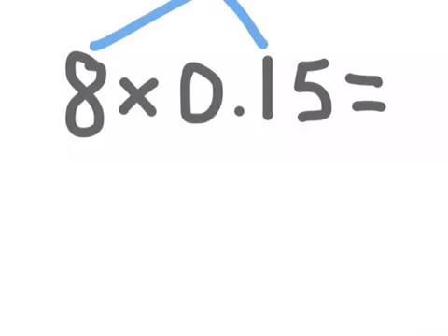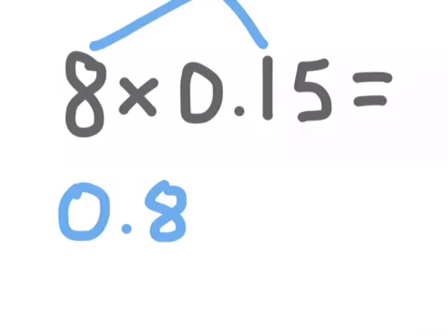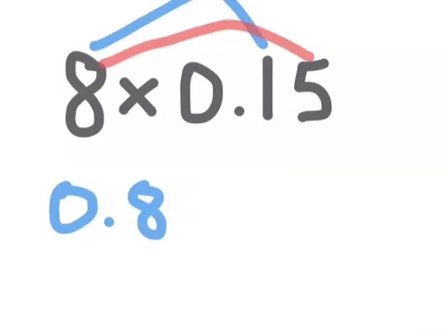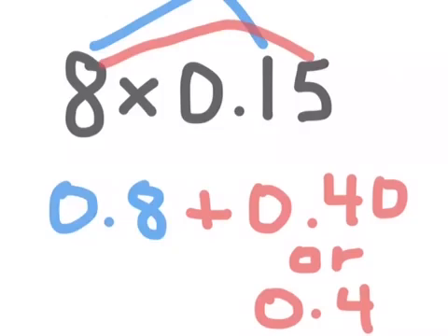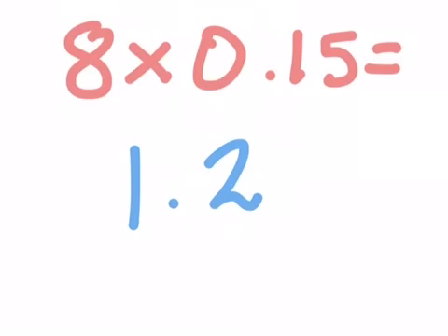I first start with what I know, 8 times 1/10, and that equals 8 tenths. Then I'm going to go 8 times 5 hundredths, and that equals 40 hundredths, or 4 tenths. Now I just add those two numbers together. So 8 tenths plus 4 tenths equals 12 tenths, or 1 2/10.